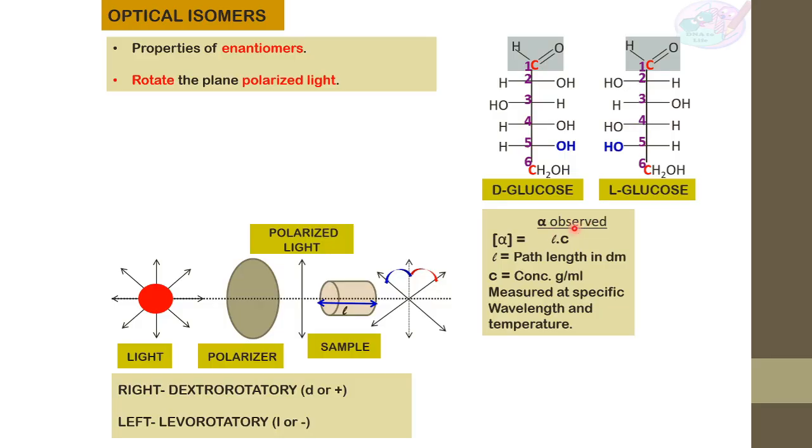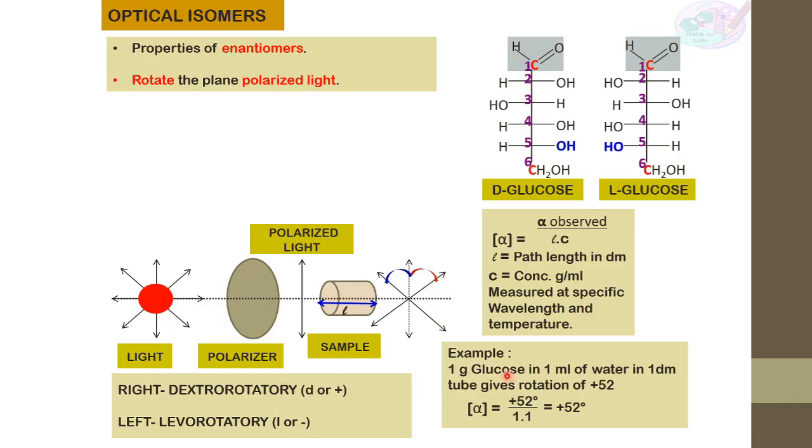So we always calculate the specific rotation. This is the formula of specific rotation. To calculate the specific rotation, we use this formula: alpha observed divided by length into concentration. The length of the tube is measured in decimeters, and the concentration of the sugar is in gram per ml, and we always measure it at a specific wavelength and temperature.